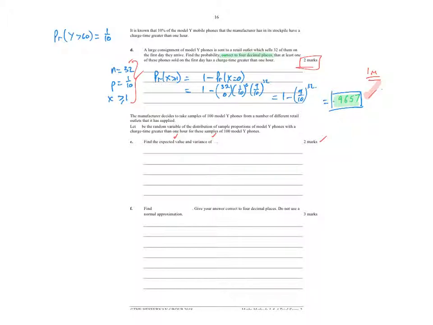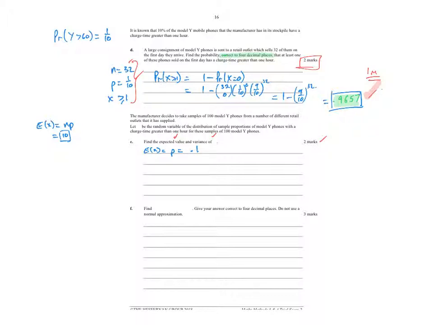So since we're finding the expected value and variance of P hat, not the distribution, normally we just go E of X is equal to NP, and we'd have 100 times 1/10, which is 10. So that's the expected value of the number of phones. We want to know the expected value of the random variable P hat. E of P hat is simply equal to P, which is equal to 0.1.